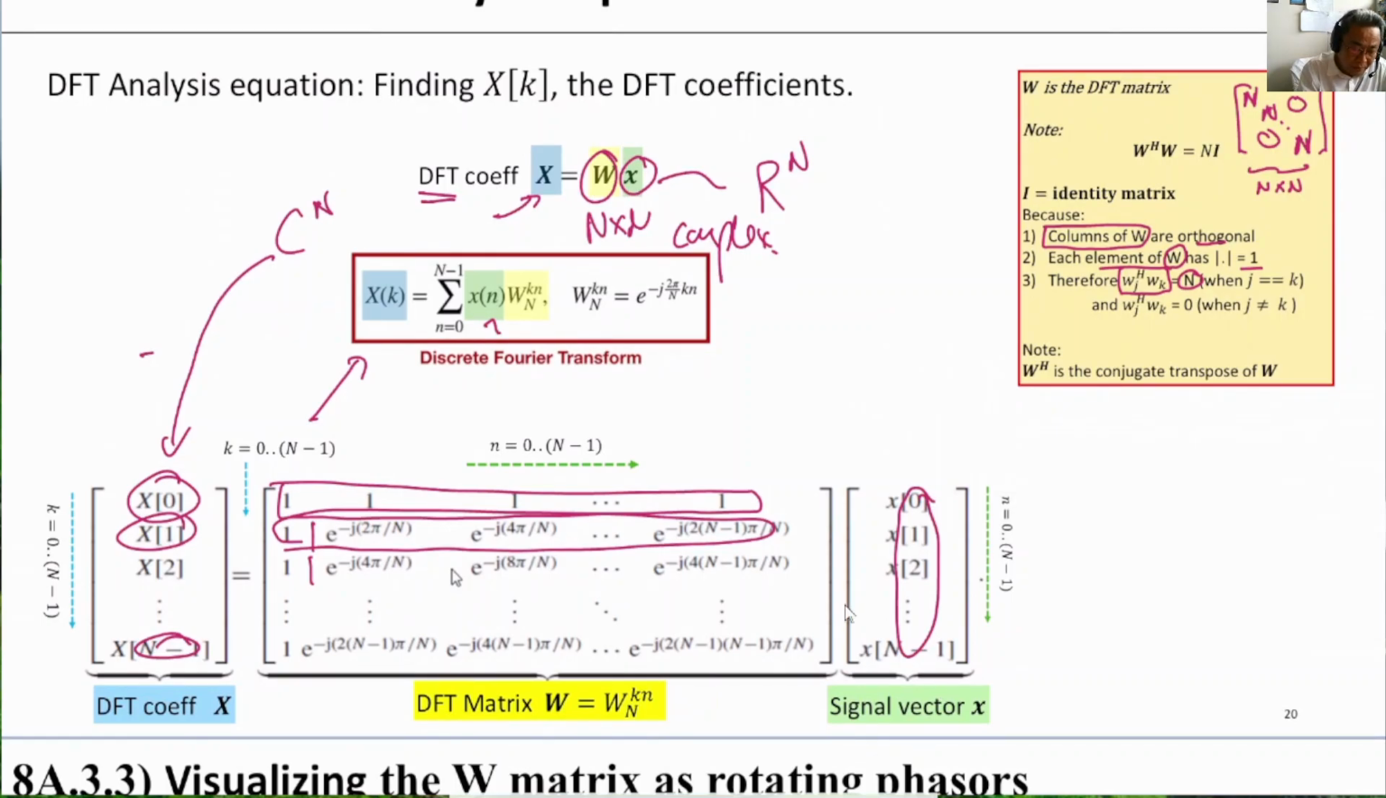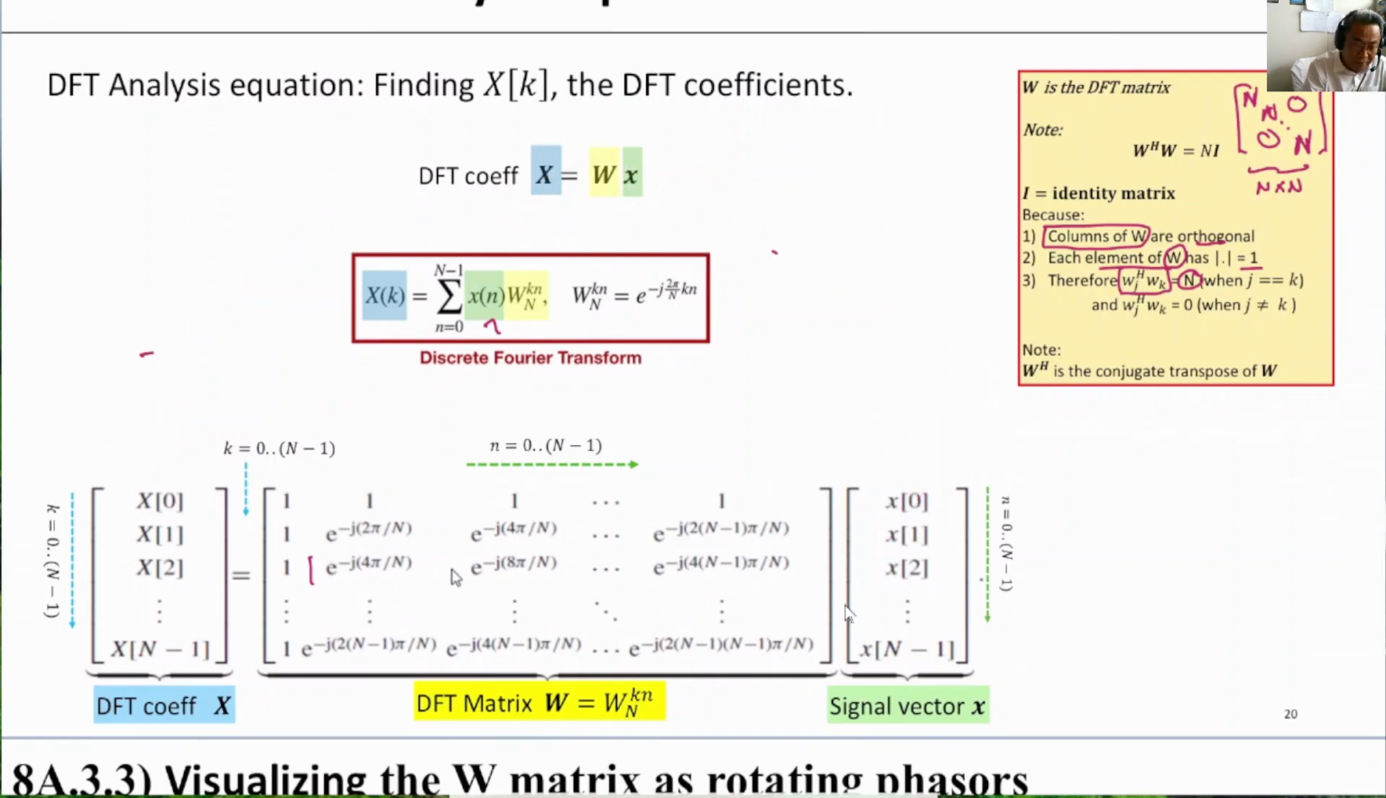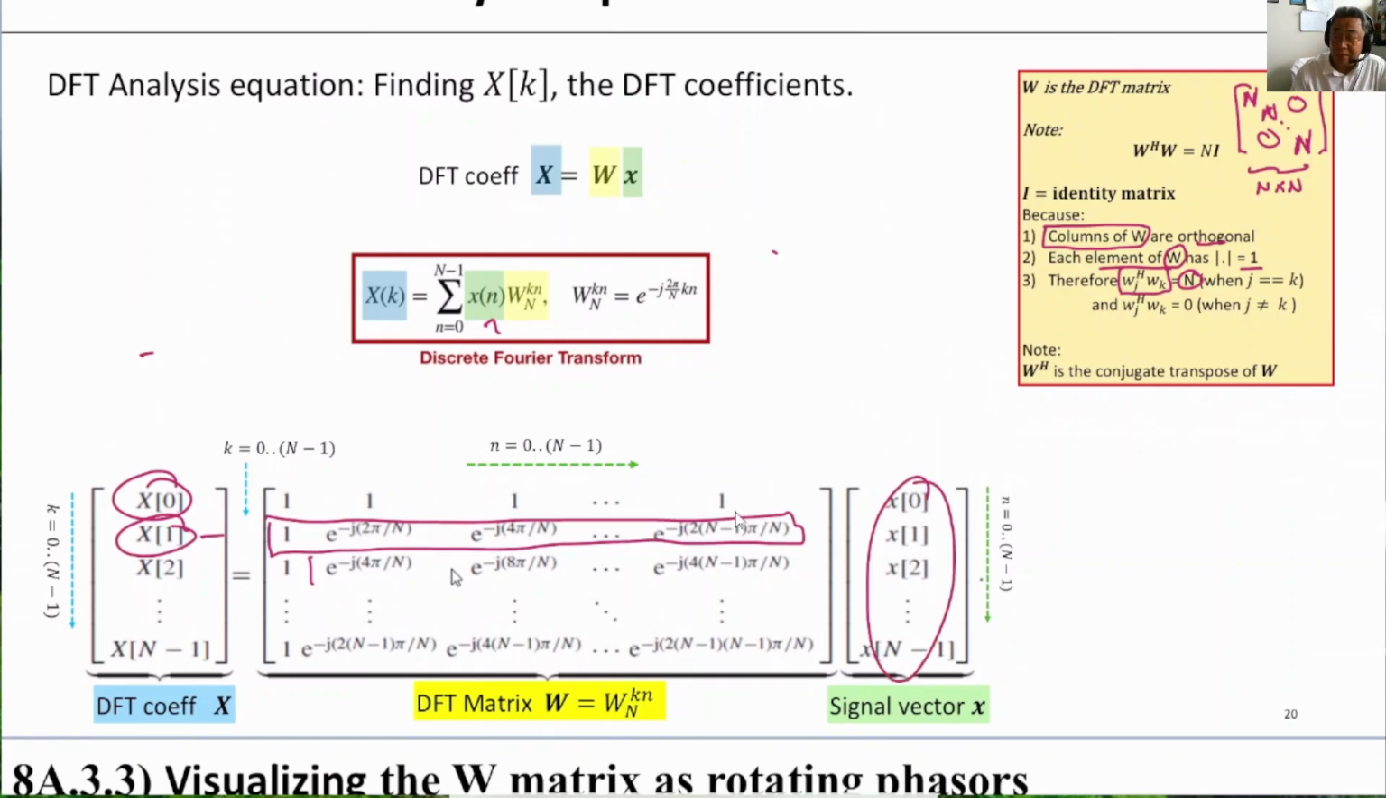What is important now is to interpret what the rows of W are doing, because you'll realize that to get the first element, or the second element, or the kth element, we are multiplying this vector with this vector. We are inner producting, well, dot producting, this vector with this vector. That's what we are doing. So in the next slide, we'll show you what this vector looks like. Thank you.